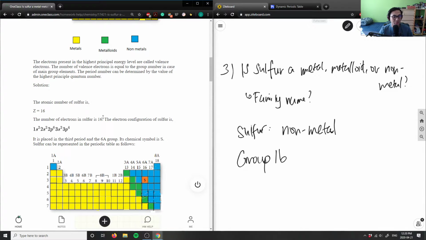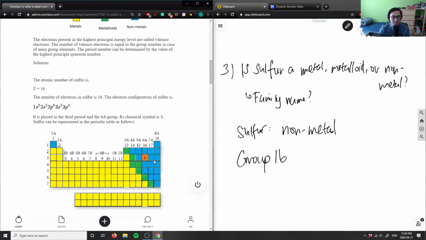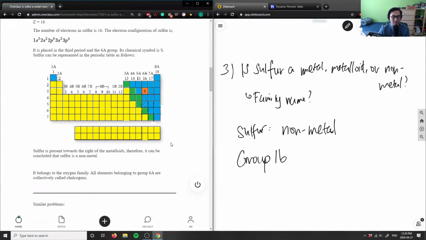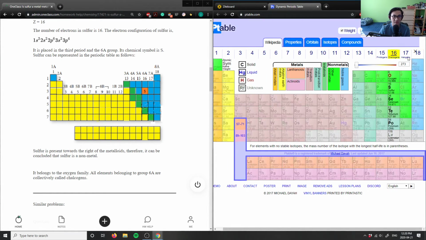So they actually even broke it down to an even better explanation. They talked about the electron configuration of sulfur. That places it here, and it says it's placed in the third period and the 6A group, right? So you can say it's group 16. That's all good. And again, sulfur is present towards the right of the metalloids. Therefore, it is concluded that sulfur is a non-metal. It belongs to the oxygen family as well. All elements belonging to group 16 are called chalcogens. So group 16 are called chalcogens, like I said here.